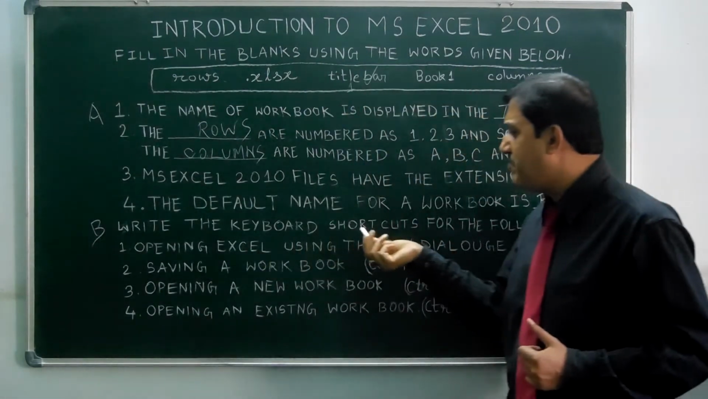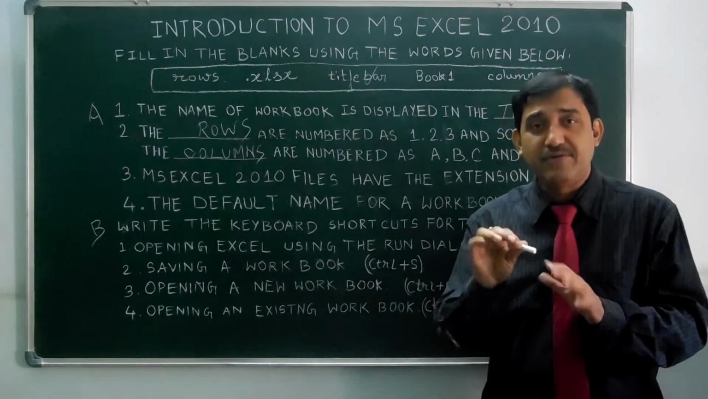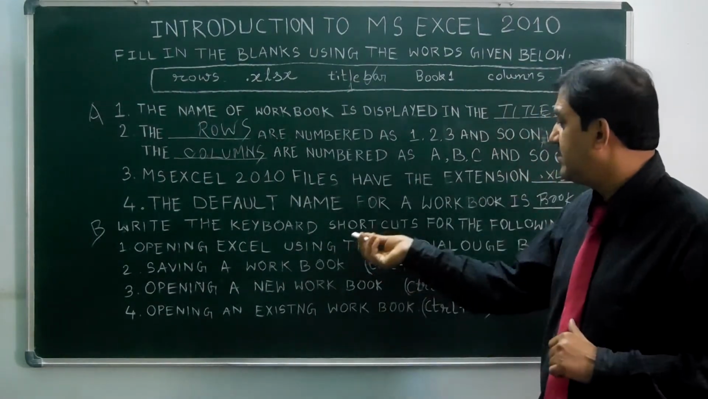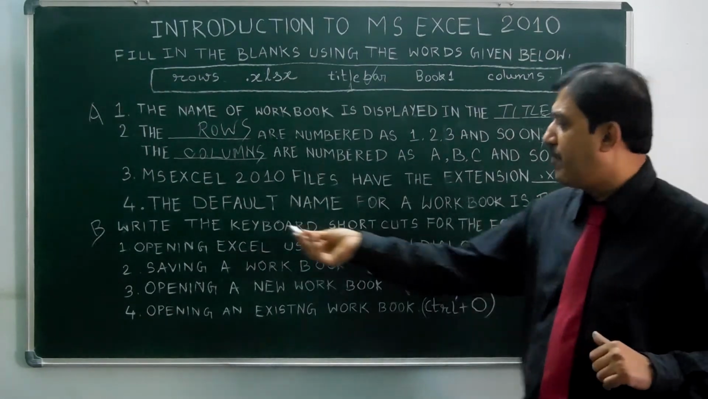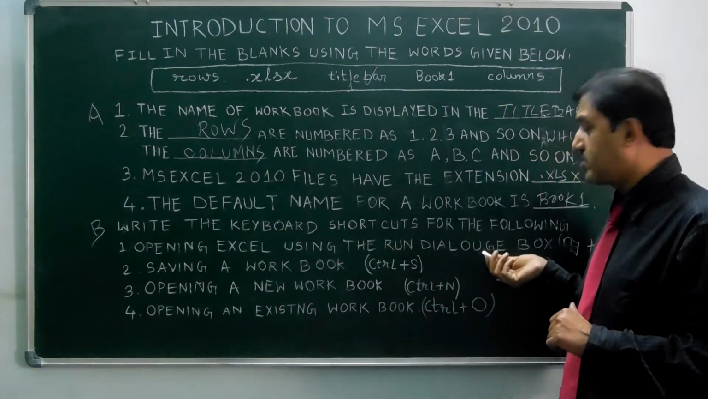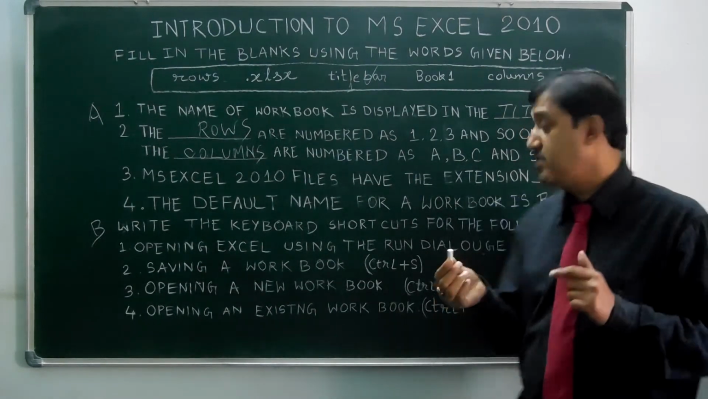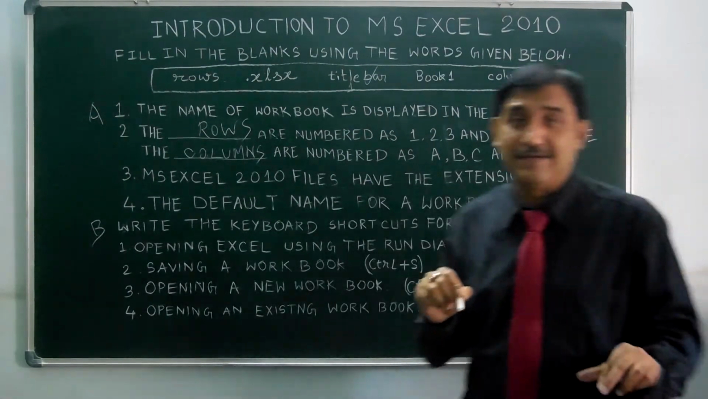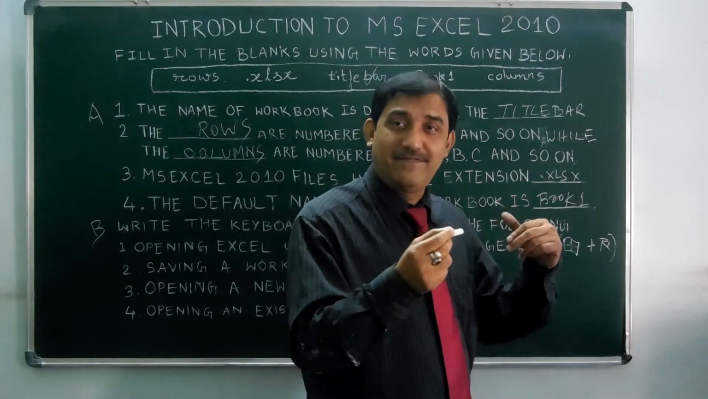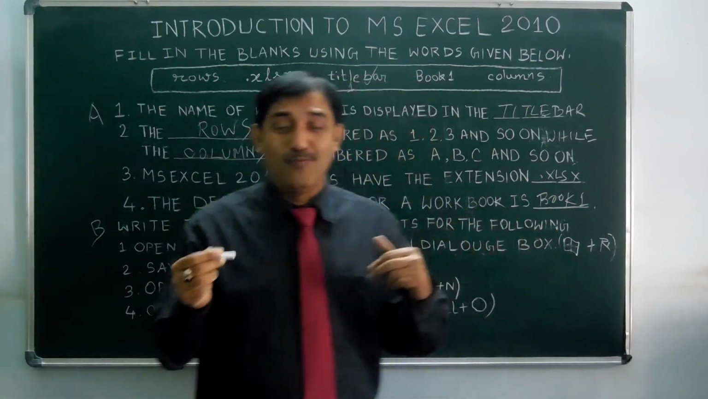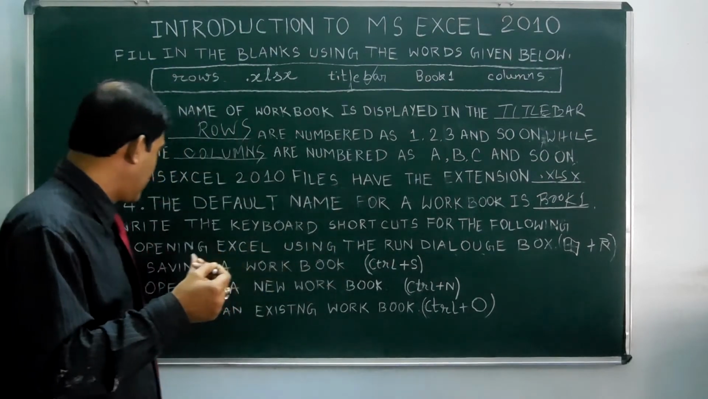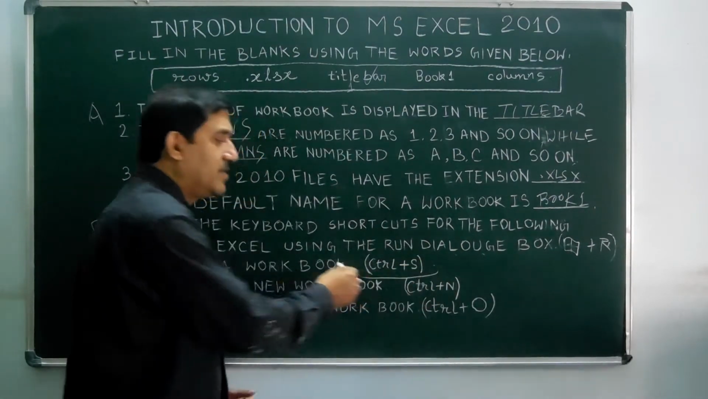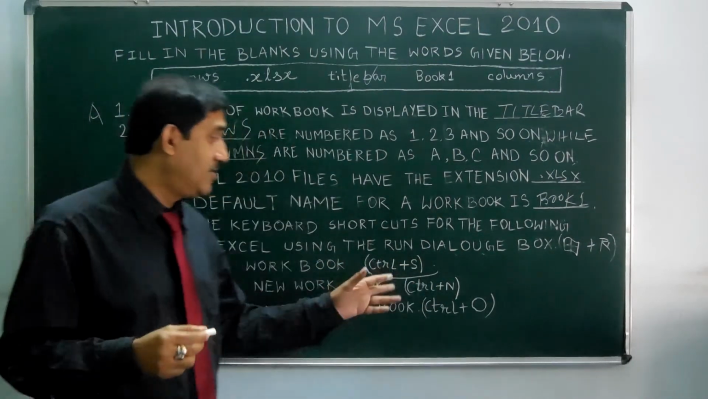Write the keyboard shortcuts. A shortcut is not the long way, it is the short way. For the following: open Excel using the Run dialog box. To open the Run dialog box, you give the Windows key plus the R key as the shortcut. Next, saving a workbook: you put down Control S, the shortcut way to save.